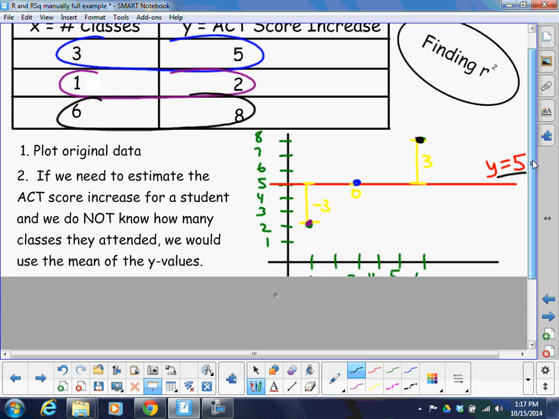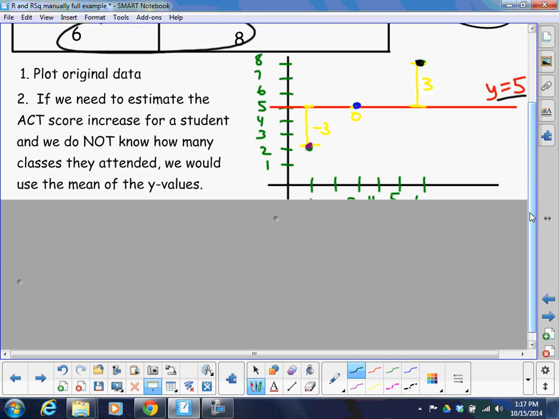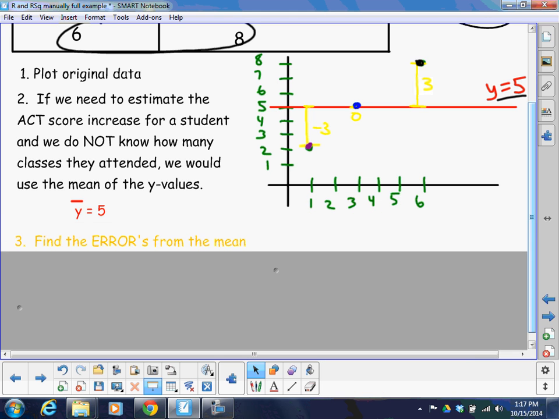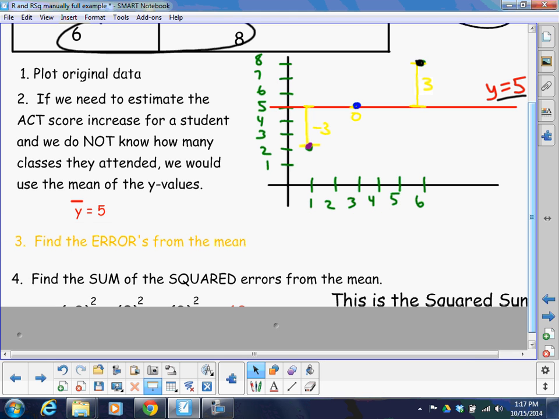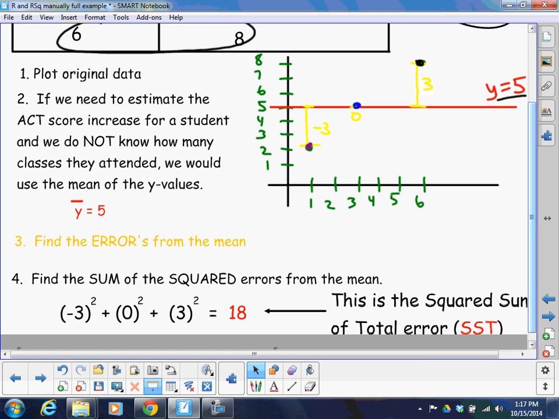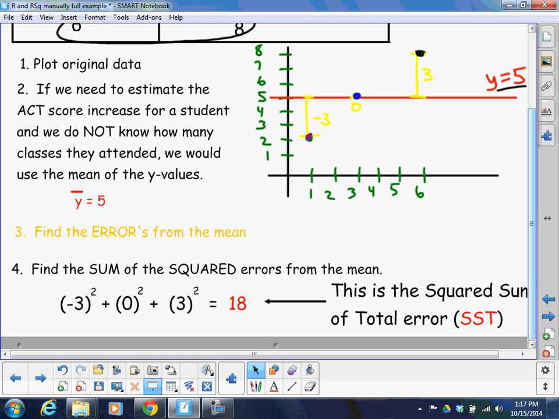So what we want to do then is, again, we deal with squared errors all the time. I don't want to worry about negative numbers and stuff like that. So I find the errors from the mean, and I square those, and I'm going to add those up. So the negative 3 squared plus the 0 squared plus the other 3 squared. Those are the 3 yellow numbers. Everything's color coded on here. So 9 plus 0 plus 9. So we get a total of 18, or total error, I should say.